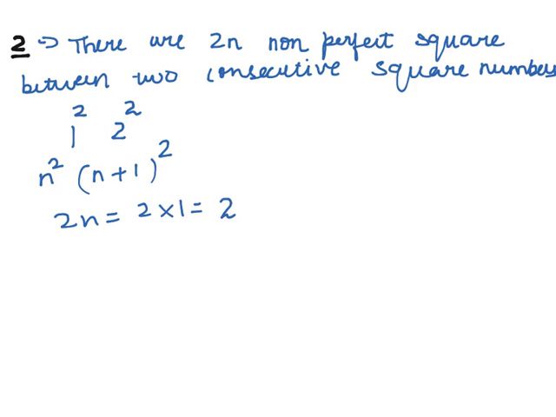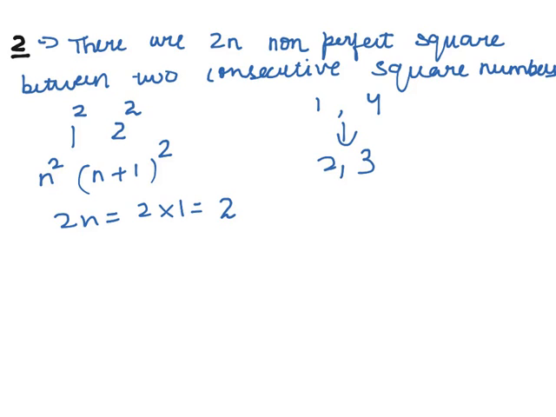So 1 square gives us 1, and 2 square gives us 4. Between these two, there are two numbers, 2 and 3. Both are non-perfect square numbers, meaning they are not the square of any number.